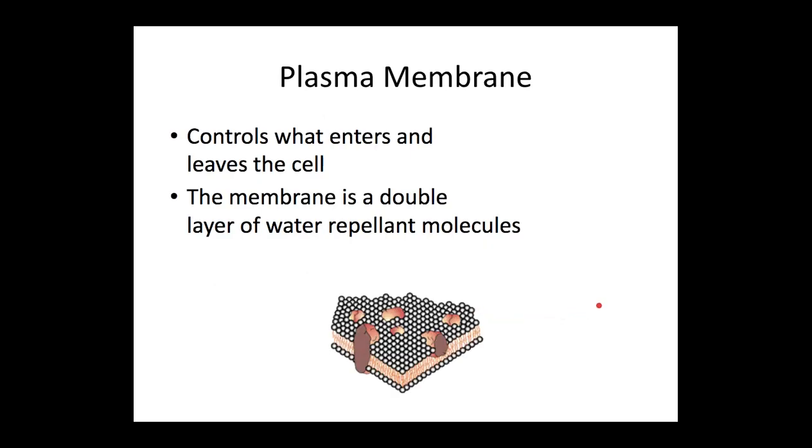All right, so now moving on to the specific organelles and their functions. First we have the plasma membrane. The plasma membrane's main function is to control and mediate what enters and leaves the cell. The membrane is a double layer of water repellent molecules that enable certain molecules to enter it and prevent other molecules from entering it that could cause damage to the cell.